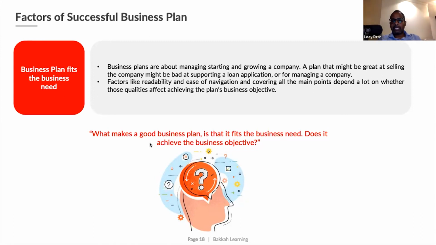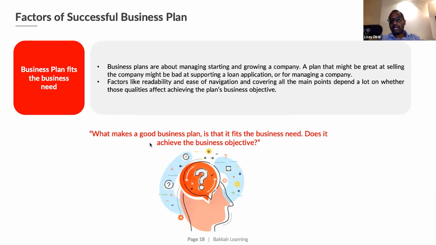So a plan that might be great at selling the company might be bad at supporting a loan application or managing a company. As I mentioned earlier, there are many forms of business plans. Some can be used for starting up a business, some for operating a business, some for partnering with another company, and others for merging or acquiring other companies. So you need to be careful about which kind of business plan you want to come up with, because each one has its different taste.